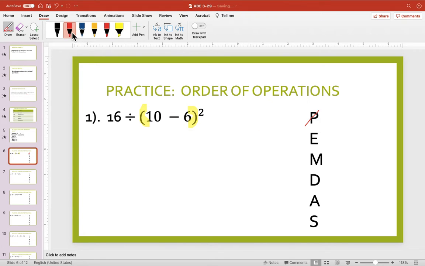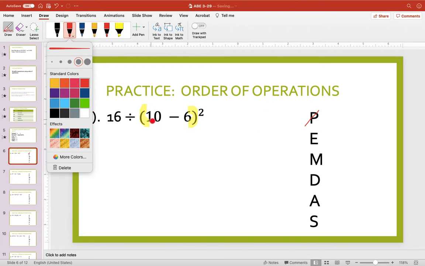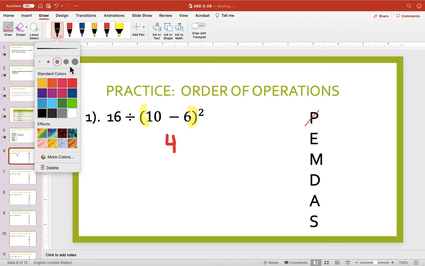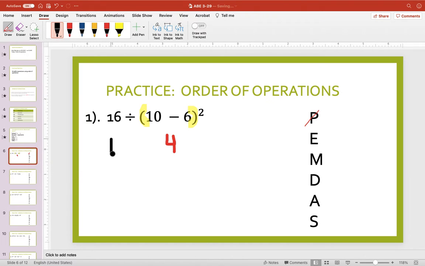So if I simplify my parentheses first, I know that 10 minus 6 is 4. So you know what I did: I simplified my parentheses, and now I'm going to bring everything down. Nothing changes with the 16 or the division sign. I simplified 10 minus 6, which gave me 4, and that is going to be to the second power. Again, parentheses first.